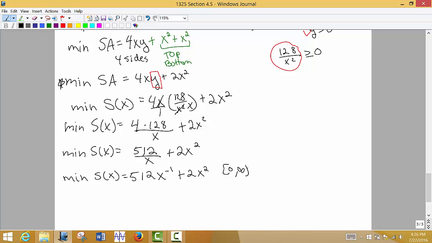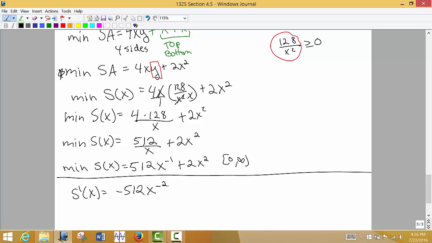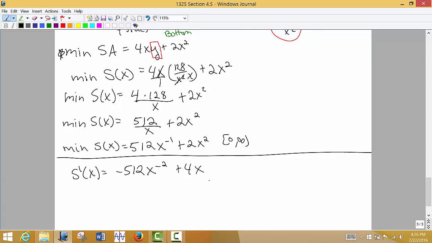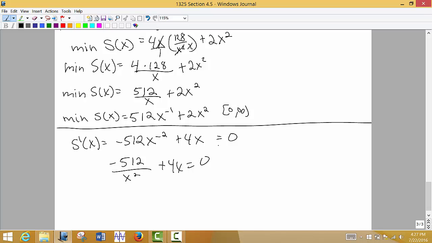0 to infinity. All right, well, now that we have our function, we want to take the derivative of this. So we get negative 512 times x to the negative 2 power plus 4x. All right, so now we want to set this equal to 0. So before I do that, I would like to bring down now the variable back into the denominator to make it easier to work with.